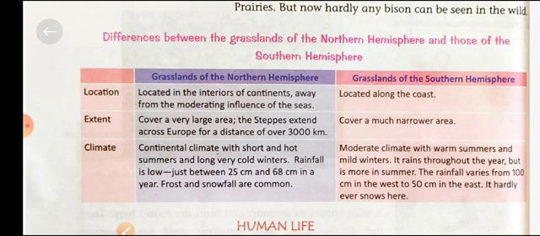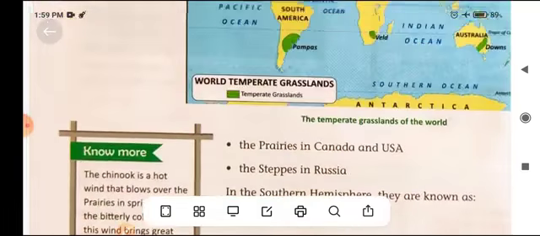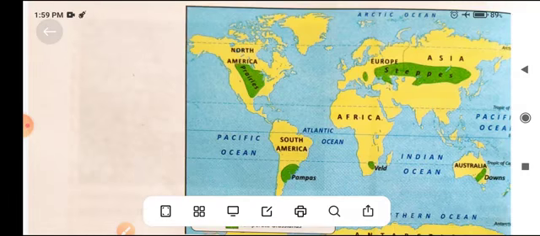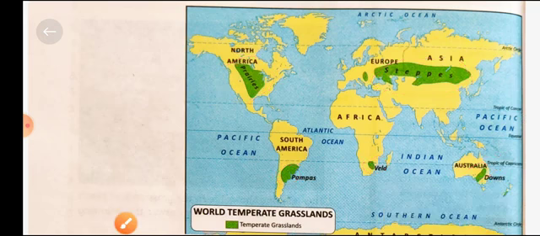The grassland in the northern hemisphere is located in the interior of the continent, away from the moderating influence of the seas. If you look at the map of the northern grassland, it is far away from the sea and extends over a vast area, while in the southern hemisphere it is very small, in different continents. The northern grassland covers a very vast area, like the steppes which lie in Europe and Asia, and the prairies in Canada and the USA.